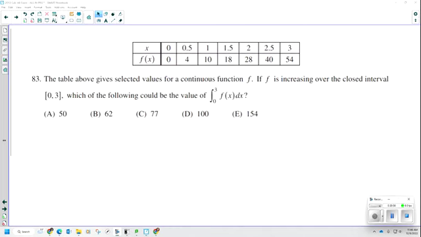The table above gives selected values for a continuous function f. If f is increasing over the closed interval from 0 to 3 inclusive, which of the following could be the value of the integral from 0 to 3 of f of x dx?